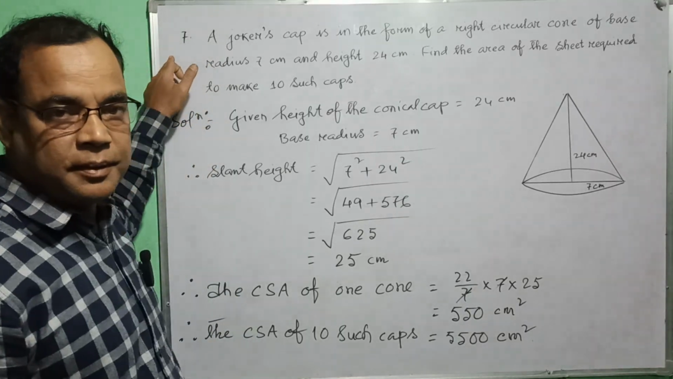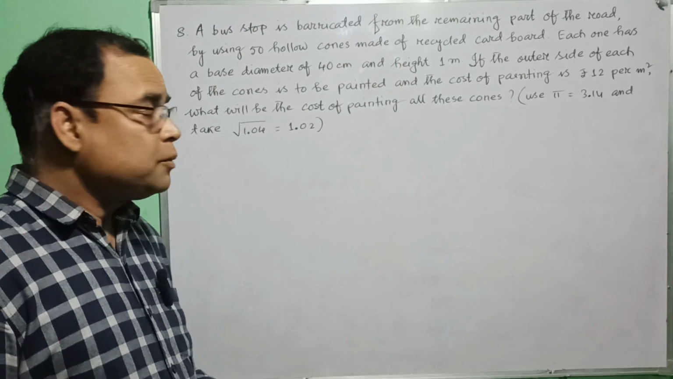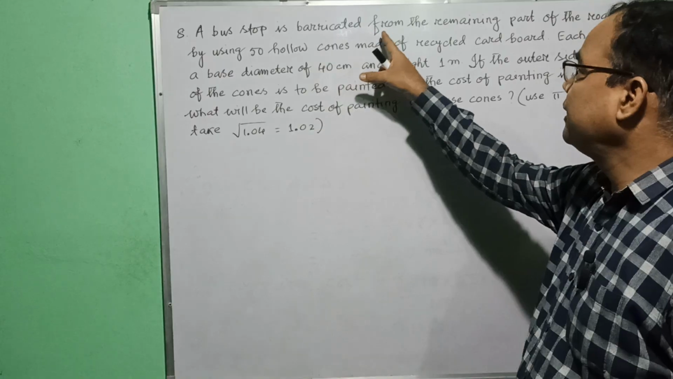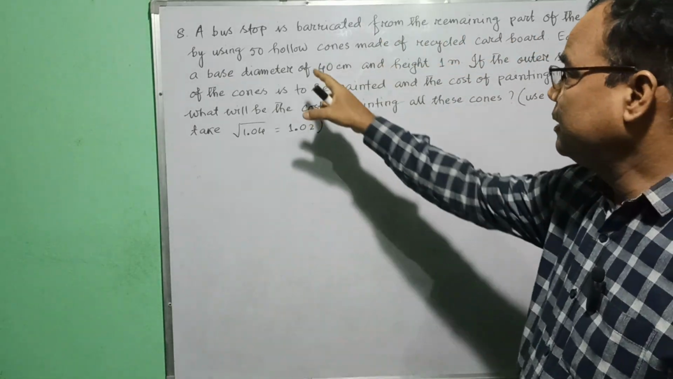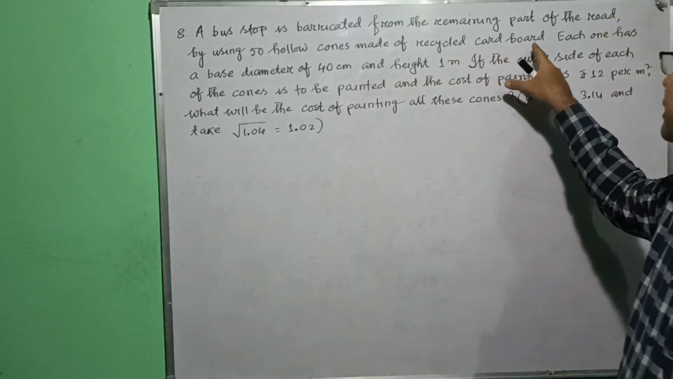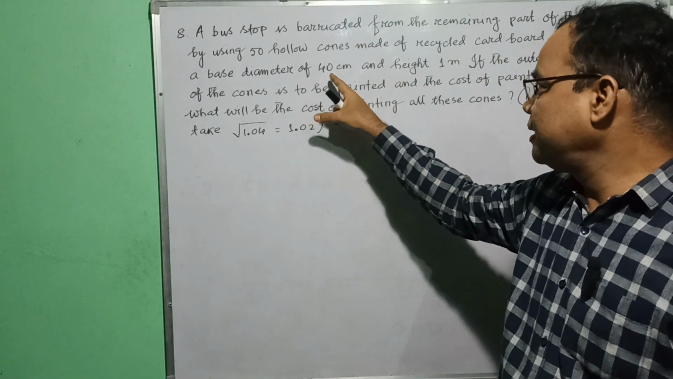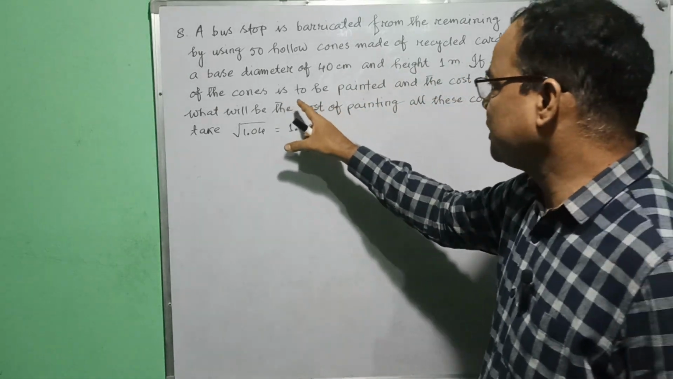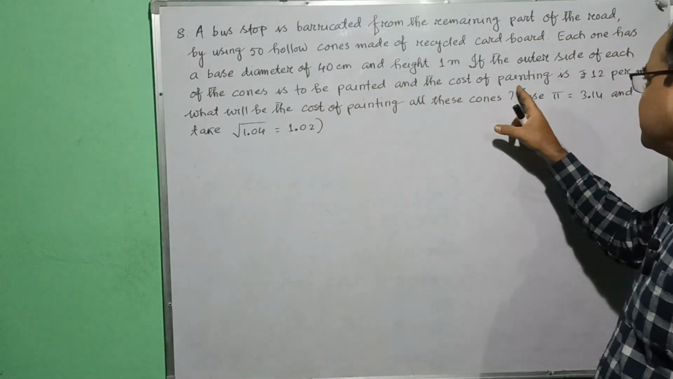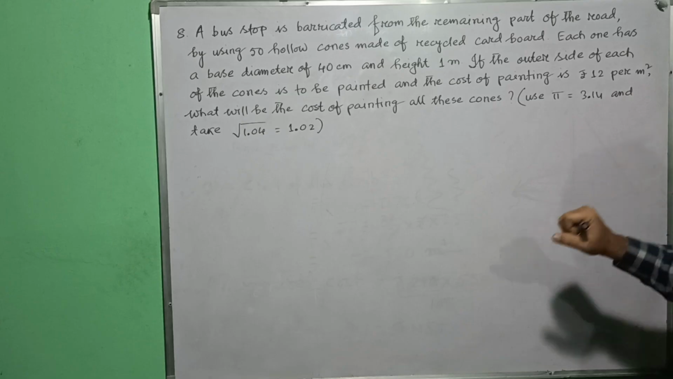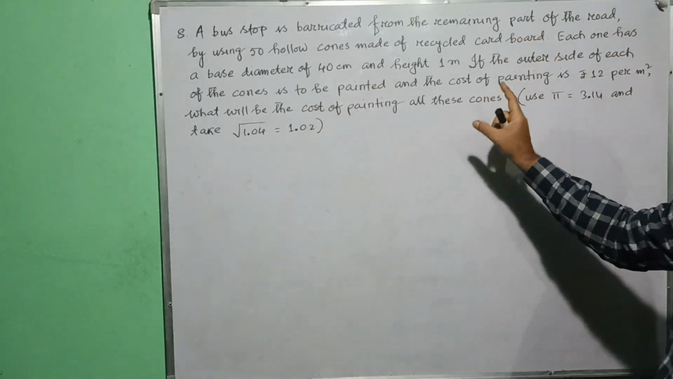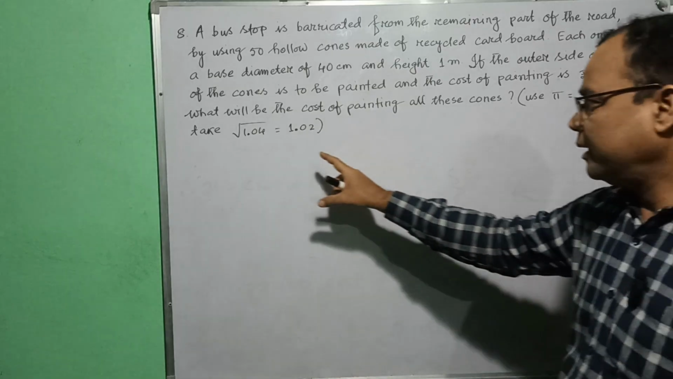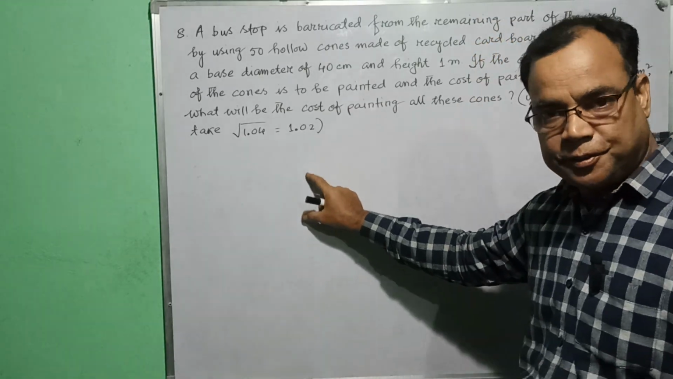Now we'll start question number 8. In question number 8, it is given a bus stop is variegated from the remaining part of the road by using 50 hollow cones made of recycled cardboard. Each one has a base diameter of 40 centimeter and height 1 meter. If the outer side of each of the cone is to be painted and the cost of painting is rupees 12 per meter square, what will be the cost of painting all these cones? Here it is given pi equal to 3.14 and square root of 1.04 equal to 1.02.